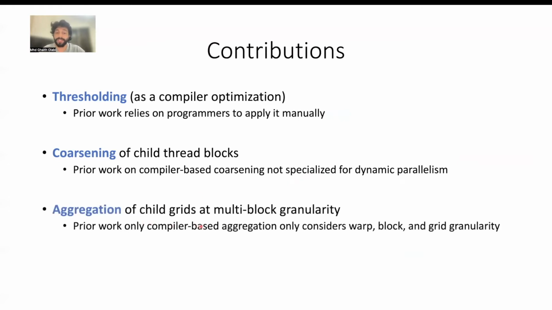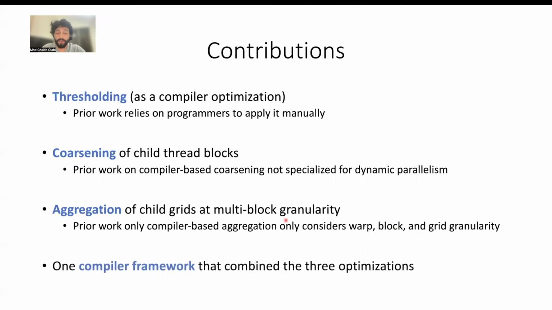Then, aggregation of child grids at multi-granularity. Prior compiler-based aggregation only considers warp, block, and grid granularity. So there is a space between block and grid granularity that has not been evaluated before. And then we introduce our compiler framework that combines all three optimizations together.